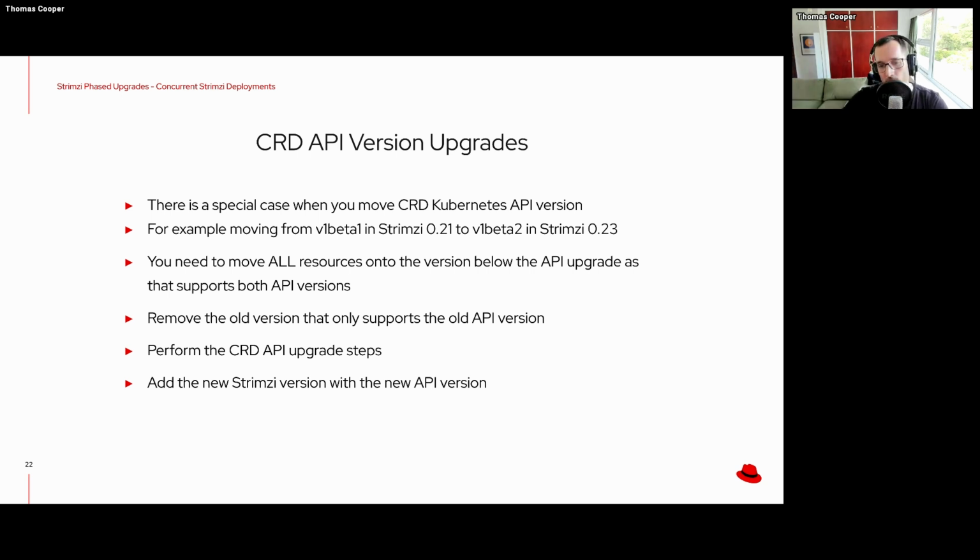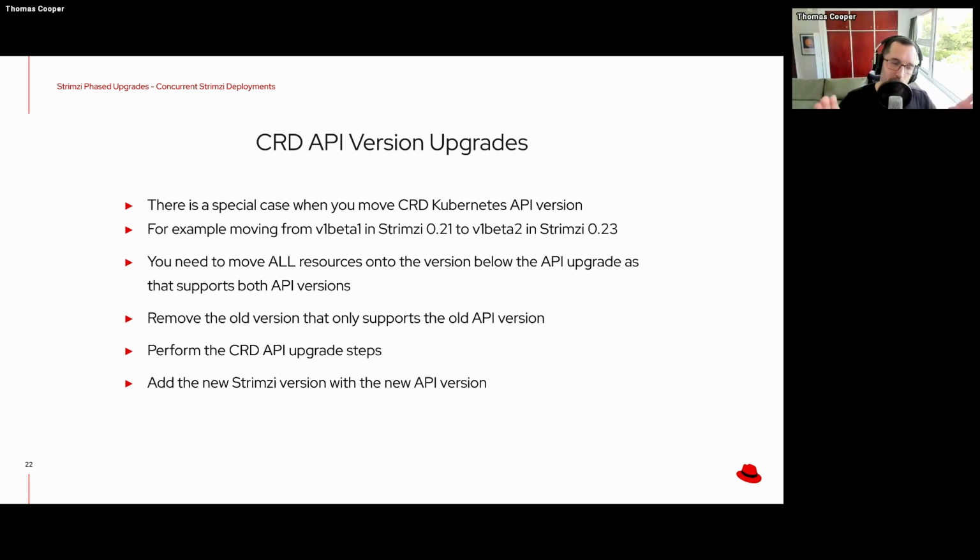You then do the CRD upgrades, which Strimzi will do for you and explains how to do. So now you're in a situation where you're running the transition version, but you're running v1beta2, and nothing is running v1beta1. And only at that point do you install the CRDs for 0.23, if you were installing them together, because you need to make sure that nothing is running v1beta1, because Strimzi 0.23 only supports v1beta2.